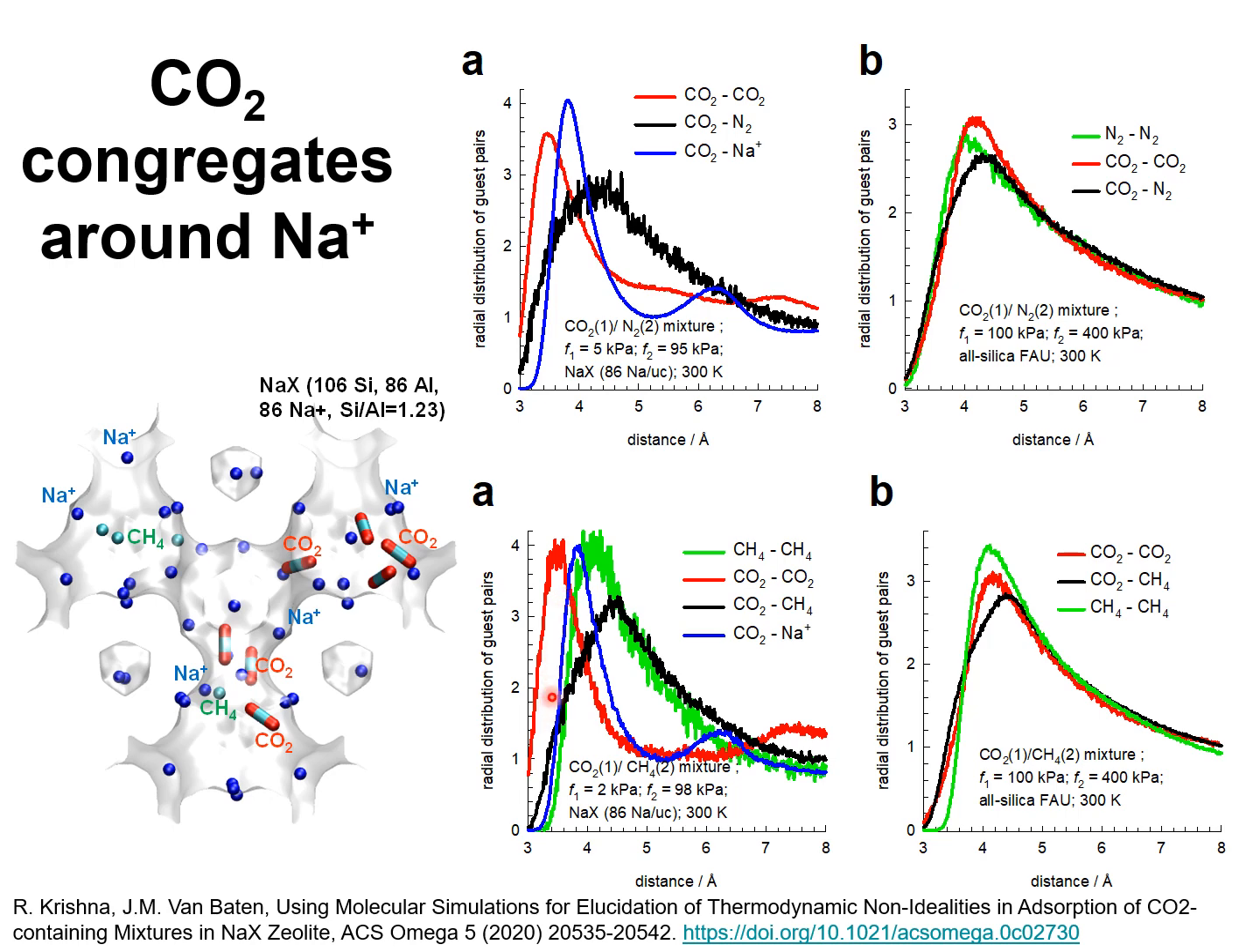In order to drive home this point, we also carried out simulations for CO2 nitrogen mixtures and CO2 methane mixtures in a Faujasite with a silicon to aluminum ratio of infinity. In other words, no aluminum atoms and no extra framework cations. In this scenario, we would expect no congregation of CO2 around the cations because there are no cations present. And we note that the intermolecular distances, CO2-CO2, nitrogen-nitrogen, and CO2-nitrogen, are all practically the same. An identical situation holds for CO2 methane mixture adsorption in all silica Faujasite.